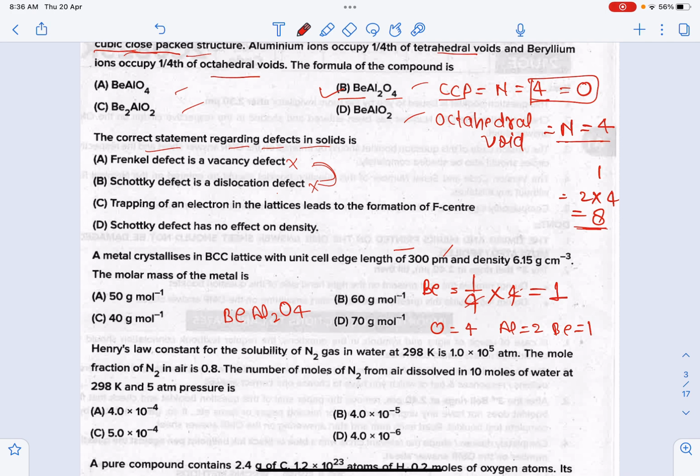Third option is: trapping of an electron in the lattice leads to the formation of F center. Yes, this is the correct answer. Option D is: Schottky defect has no effect on density. No, this is the wrong answer. Schottky defect is a vacancy defect, so the density is affected.